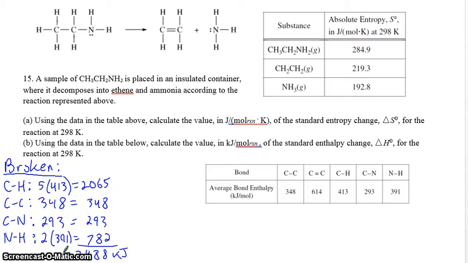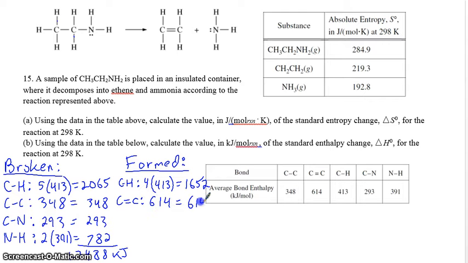Now, if we form bonds, let's see how much energy it takes to form some bonds. I'm going to form 1, 2, 3, 4 CH bonds. So my CH bonds, we'll do 4 multiplied by the 413, giving us 1652. We're going to form a carbon-carbon double bond, 614. There's only one of them, so 614.